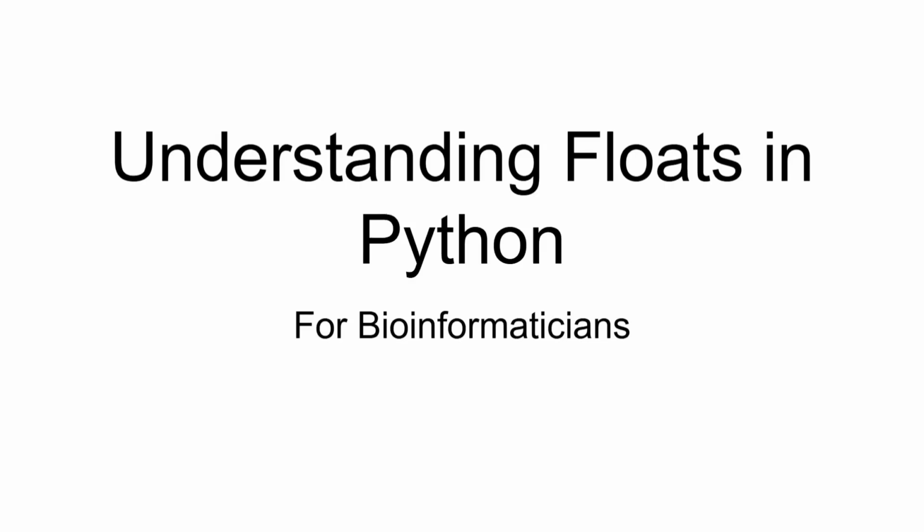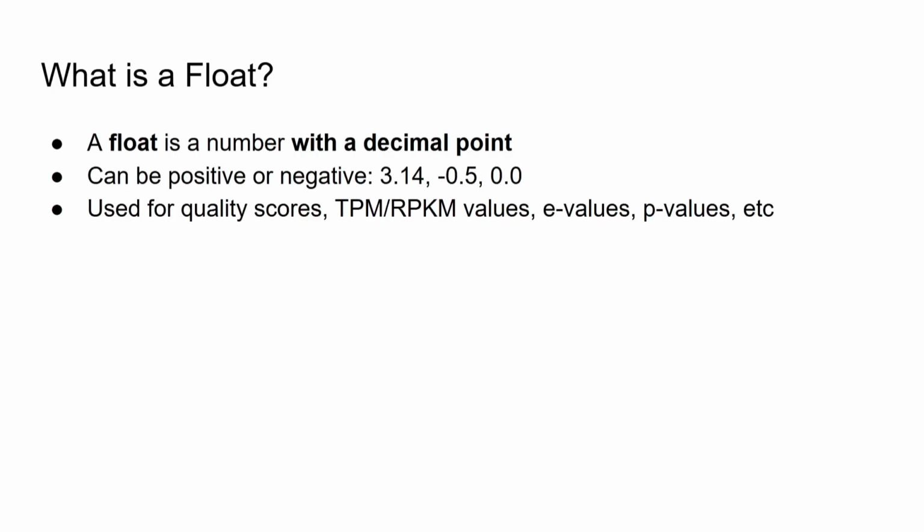Hello everyone. In this video, we are looking at another important data type in Python, that is floats. These are numbers with decimal points, and in bioinformatics, you will find them everywhere, from expression values to quality scores. What is a float? A float, short for floating point number, is simply a number that has a decimal point.